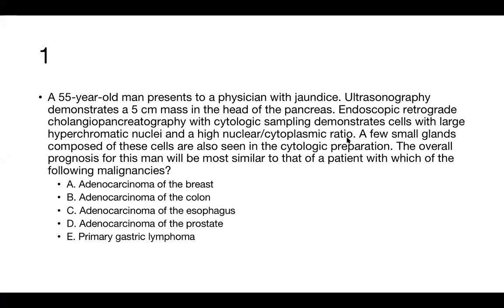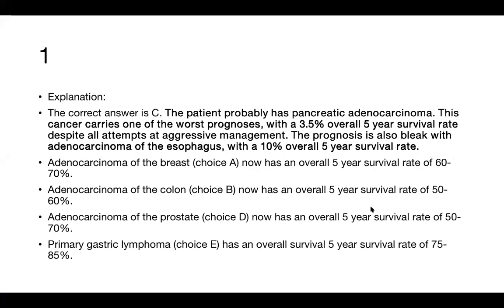Now, the question is not the diagnosis, okay? The question is, the overall prognosis for this man will be more similar to that of a patient with which of the following malignancies? This is carcinoma of the head of the pancreas, and it has the worst prognosis, probably the worst among all types of malignancies, okay? But very near to that is carcinoma of the esophagus. You're absolutely right. So let's take the opportunity to go through another slide.